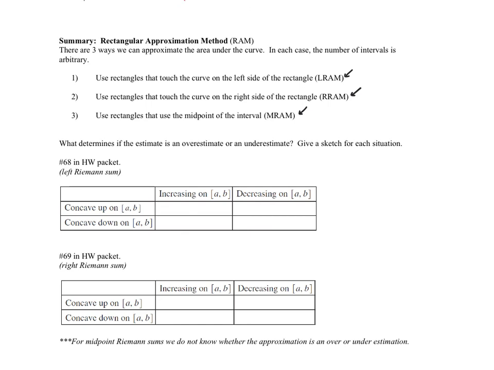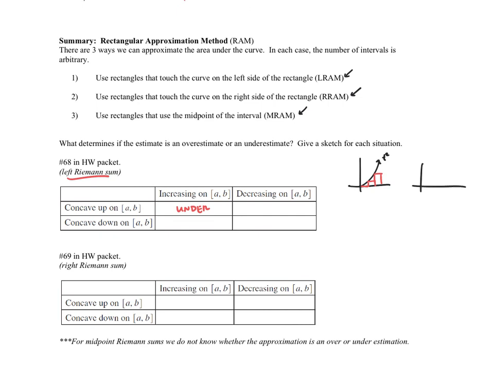So I'm going to draw 4 curves: concave up increasing, concave up decreasing, concave down increasing, concave down decreasing. Let's do concave up functions first, like the function we just looked at, t squared. When we did our LRAM from 0 to 3, it looked like this. Clearly an underestimate. So if we have concave up increasing, it's going to be an underestimate with the method we're using, which is an LRAM.